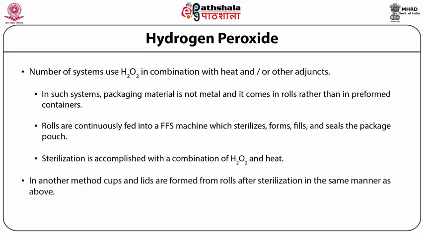In another system which also uses packaging material in the form of rolls, the rolls are continuously fed into the machine which forms, fills and seals the package. Sterilization is accomplished with a combination of hydrogen peroxide and heat. The packaging material travels through a bath of hot hydrogen peroxide, which softens the material for forming. Cups are then formed, filled, and sealed with a lid, which also travels through a hydrogen peroxide bath.